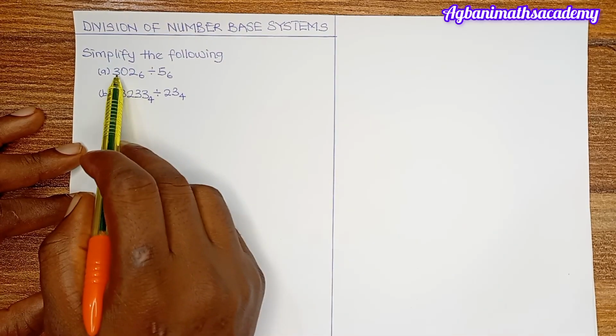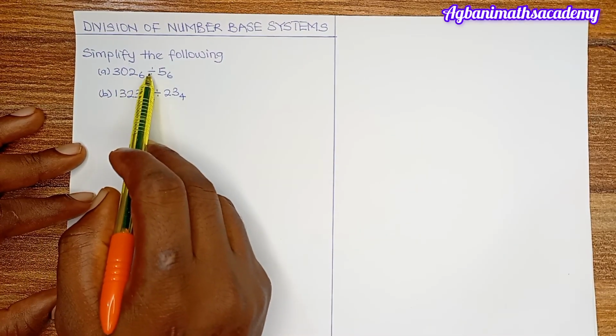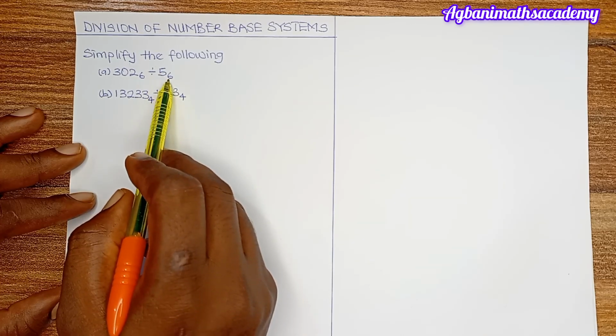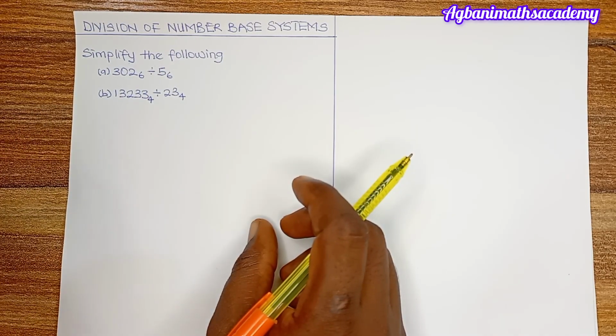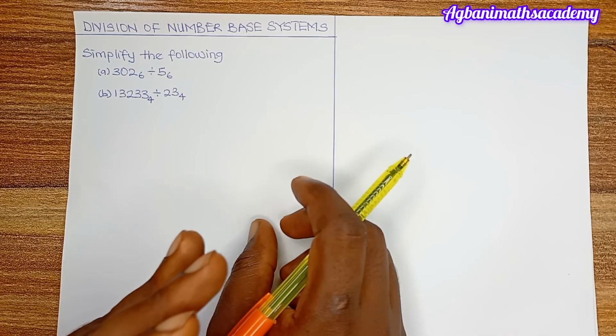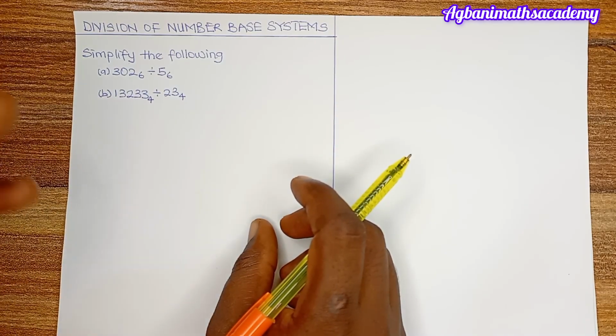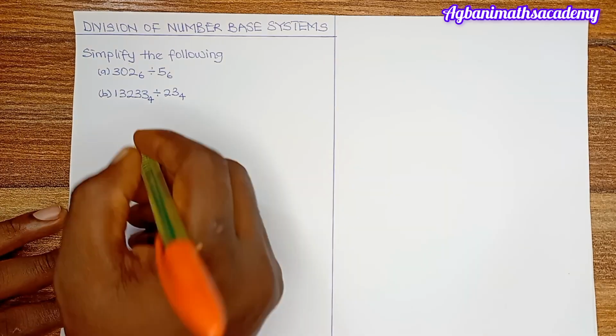The first one is 302 base 6 divided by 5 base 6. In order to divide numbers in base 6, what you're going to do is convert the numbers from base 6 to base 10, divide them, and then convert them back to base 6. This is a simple method of getting this done. Let's do it together.